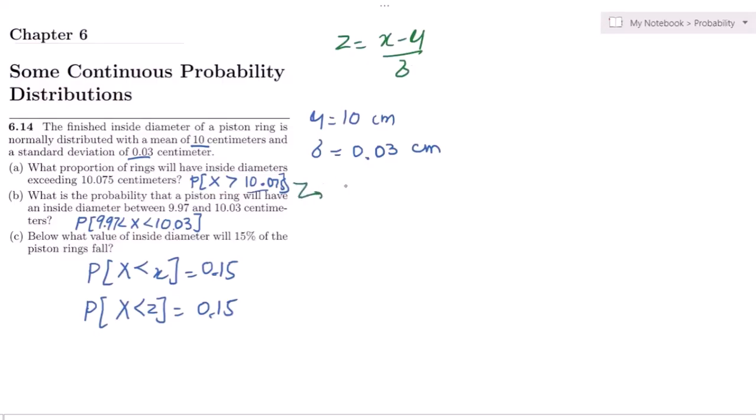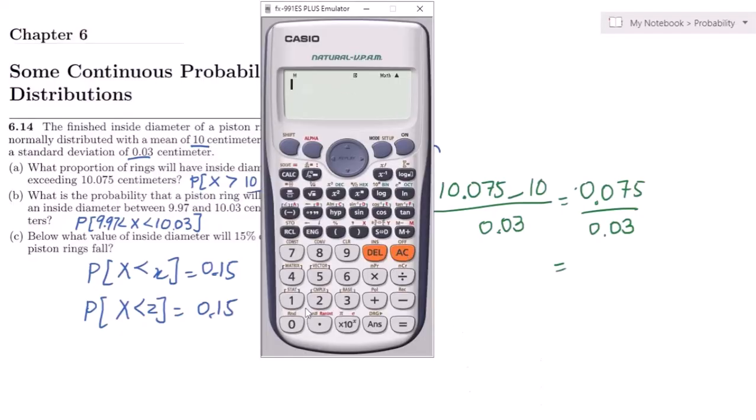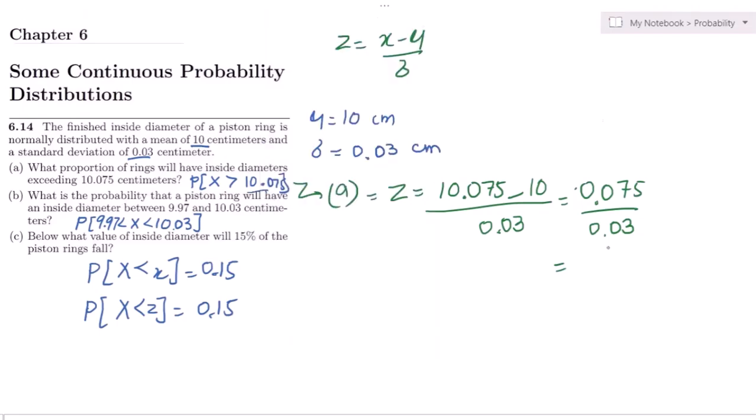Now for part A, the value of z is x, which is 10.075, minus mu, which is 10, divided by 0.03. So it is 0.075 divided by 0.03, which is 2.5. The value of z is known, which is 2.5.